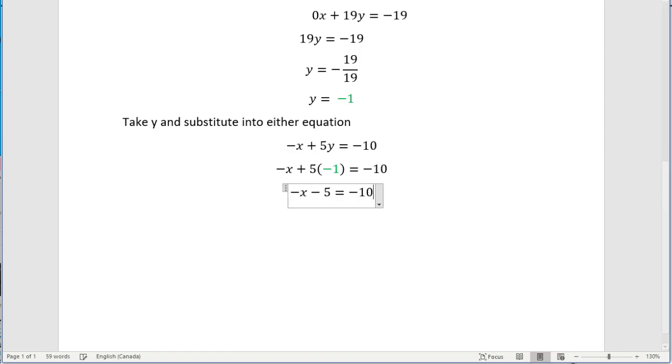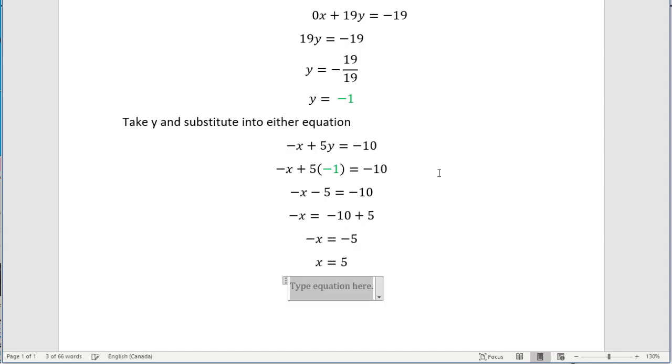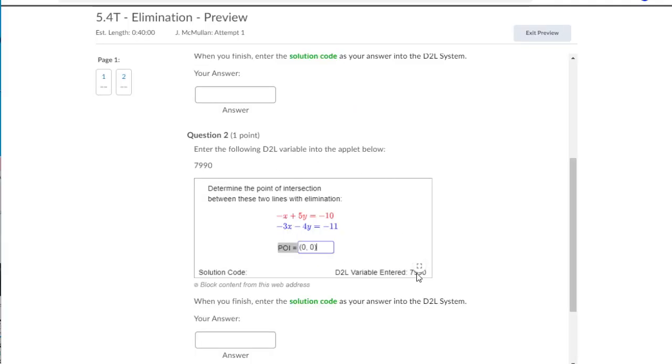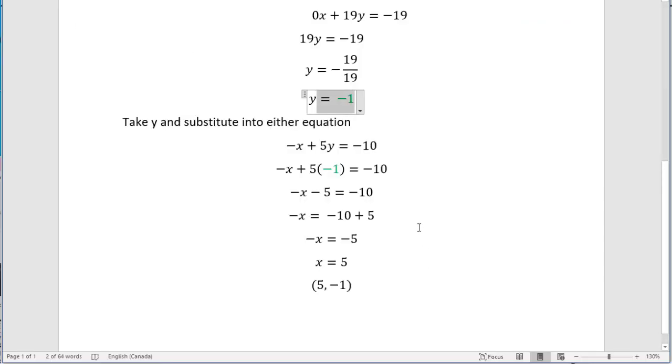Negative x take away 5 equals negative 10, which means negative x equals negative 10 plus 5. Negative x equals negative 5, so x is 5. So our point of intersection here should be x is 5, that's what we found, and y is negative 1. I go back to my question, type in 5 and negative 1, and I've got my code because I did it correctly. Okay, and that will help you when you go to do this assignment on elimination.